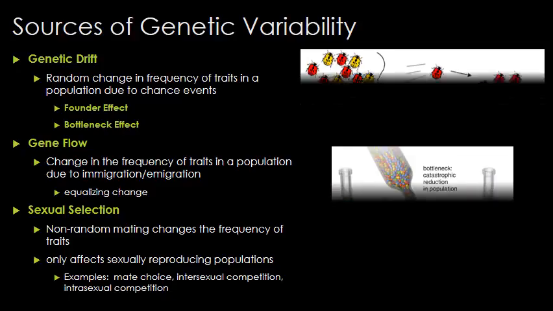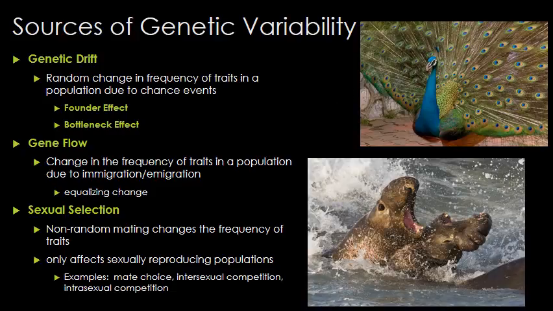Gene flow is migration of individuals. It's an equalizing change. I don't really have an example of that here, but it balances traits out. If you look at, say, human skin color, as we start moving between areas, skin color is favoring a medium.